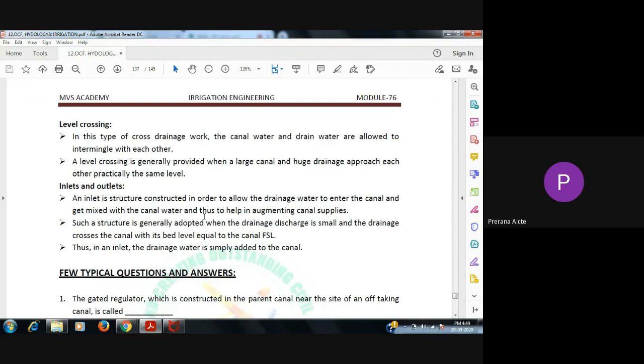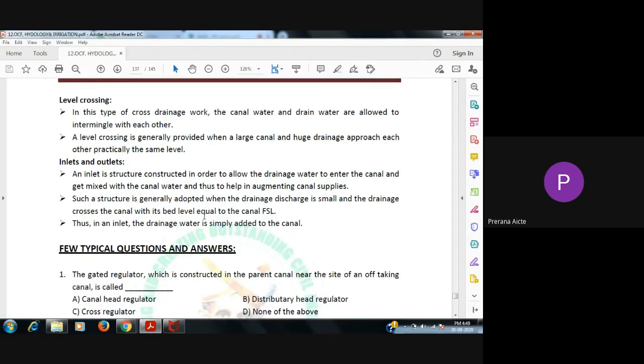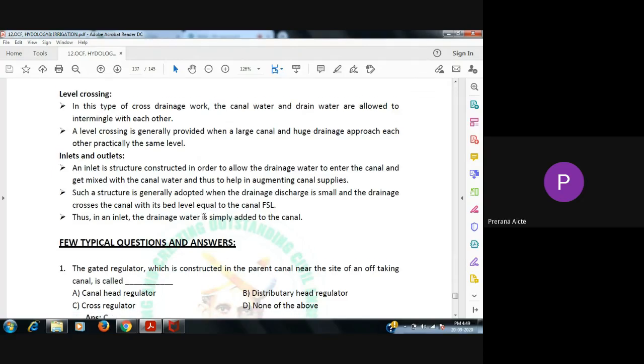Then what is inlet and outlet? An inlet is a structure constructed in order to allow the drainage water to enter the canal and get mixed with the canal water, and thus to help in augmenting the canal supplies. This is called inlet. Such a structure is generally adopted when the drainage discharge is small and the drainage crosses the canal with its bed level equal to the canal full supply level. In the inlet, the drainage water is simply added to the canal. So that is called inlets and outlets.